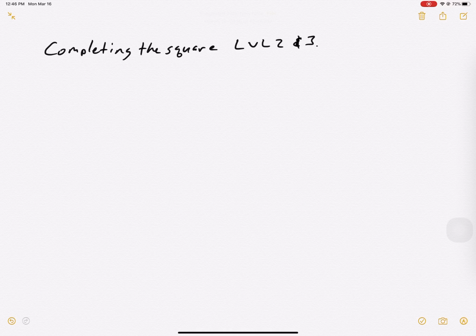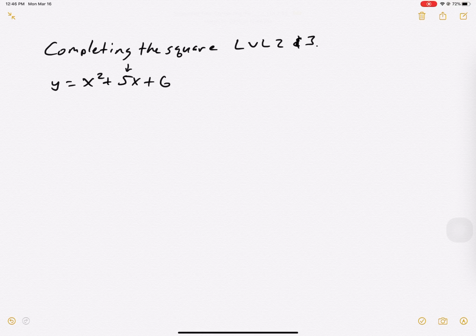So let's give ourselves an easy example for a level 2. We go x squared plus 5x plus 6. And when we're saying level 2, it's because this is an odd number. And when we have an odd number, because we're dividing it by 2 to complete the square, let's look at an example of completing the square.